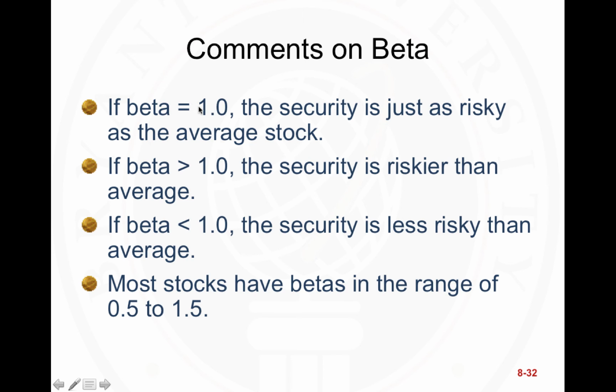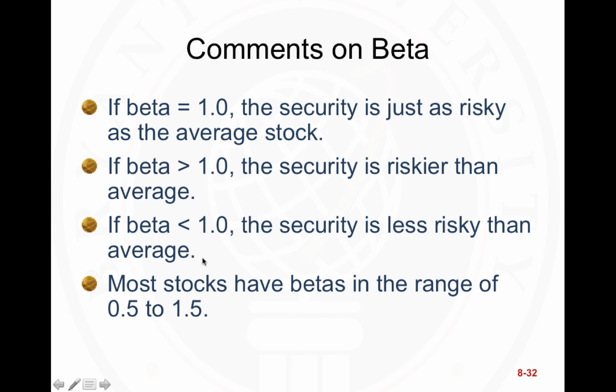If beta is 1, the particular security is just as risky as the average stock. If the beta is bigger than 1, then the security is riskier. If the beta is less than 1, the security is less risky. Most stocks have beta between 0.5 and 1.5. Some of them are much higher than that.